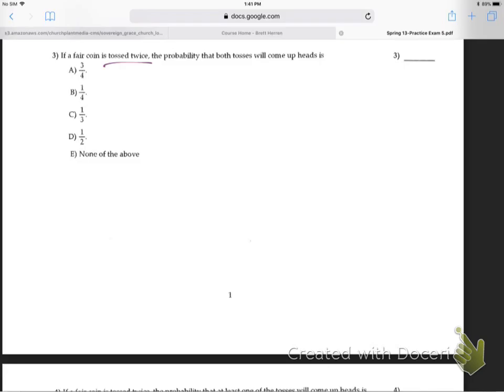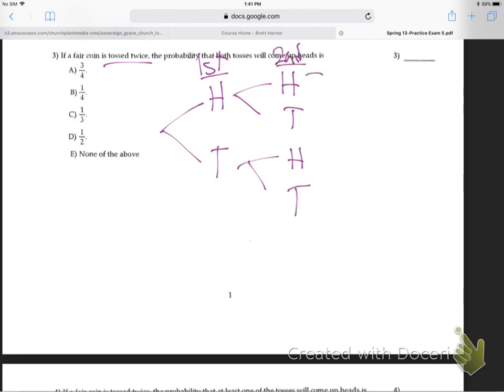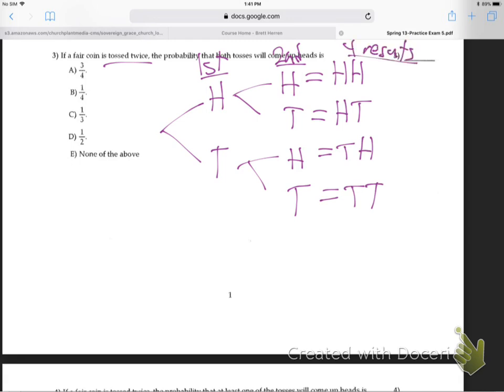Fair coin is tossed twice. So remember what you do with the coin. So that is heads, tail for the first flip, and then heads or tail for the second flip, and then the 4 results are head, head, head, tail, tail, head, tail, tail. 4 results. So when you flip a coin twice, there's actually 4 different things right here that can happen. You can get both head, first then tail first then head, or both tails.